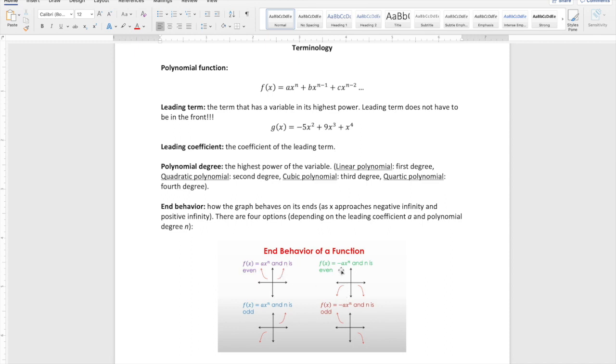So similarly, if a is negative, and n is still even, meaning 2, 4, 6, 8, and so on, but a is now negative, this will look sort of like a parabola, but branches will go down, so down and down. That would be the end behavior. If n is odd, and this one here, if n is odd, this rising graph is for the positive a, and this descending graph is for the negative a. Both of them, however, have an odd end.